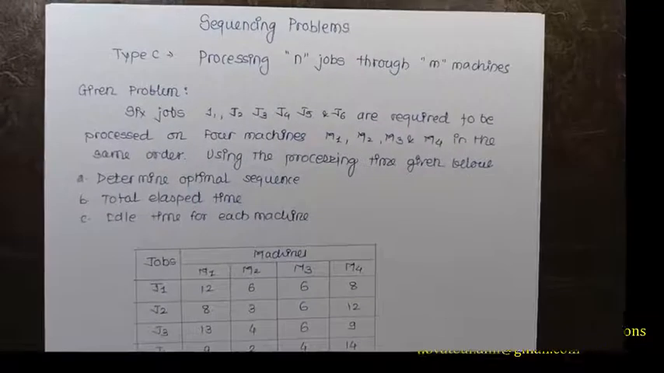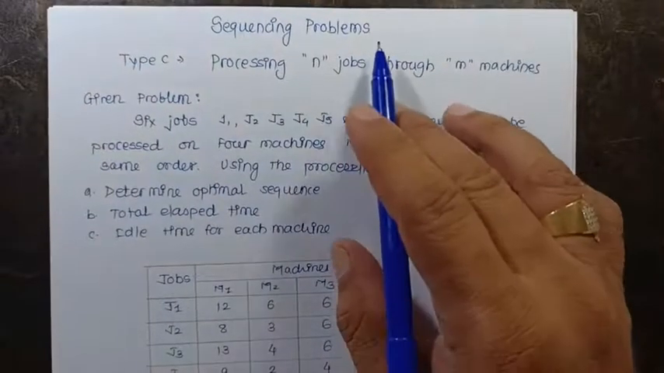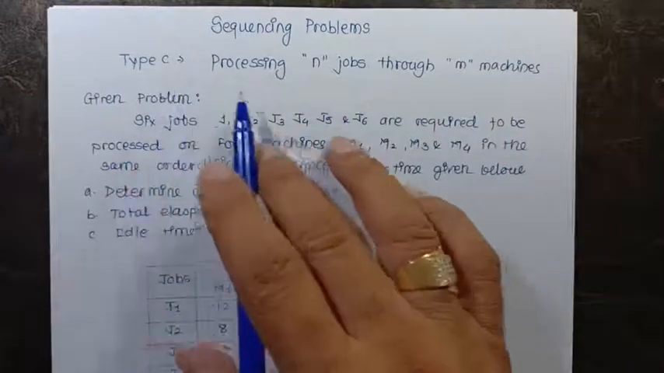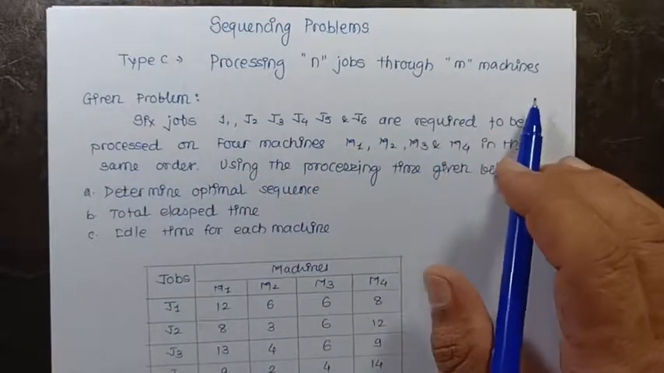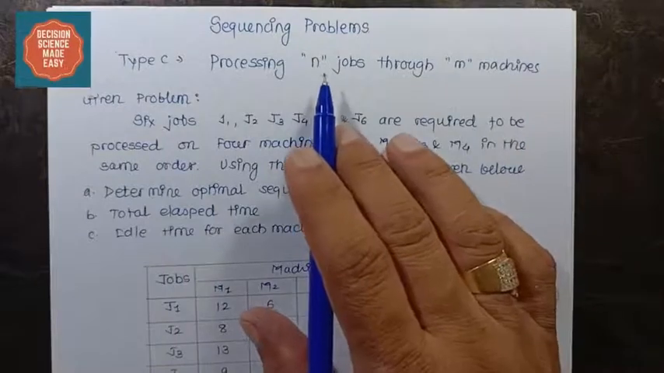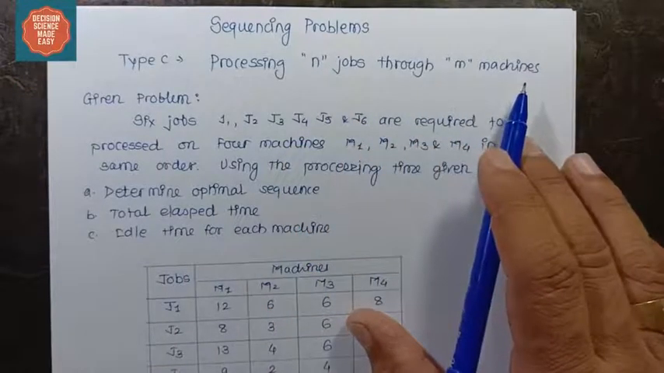Hello viewers, today we are going to talk about sequencing problems, with the type that involves processing of n number of jobs through m number of machines. So you have to deal with multiple jobs and with multiple machines.